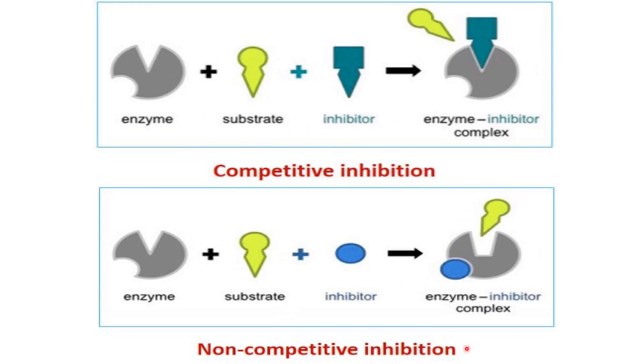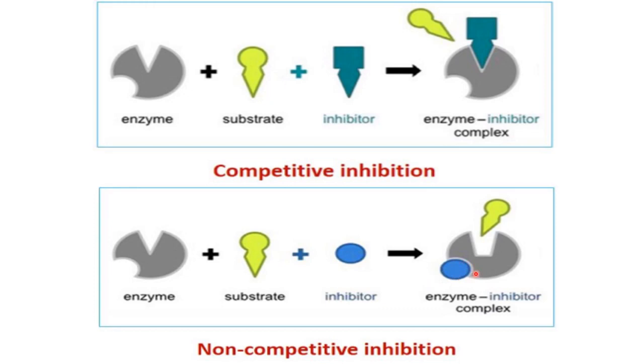Another type of inhibition is called non-competitive inhibition, and here you can see this inhibitor is not structurally similar to the substrate, right? That's why it is not competing with the substrate to bind with the enzyme. There will be a different site for the binding of this inhibitor with the enzyme. As you can see here, the substrate binds here, and this inhibitor can bind here on the enzyme.